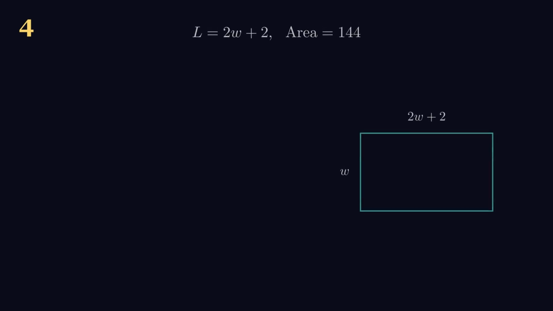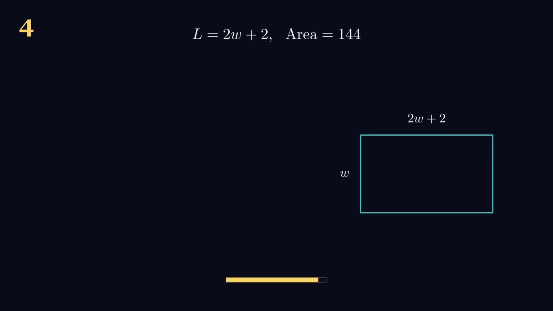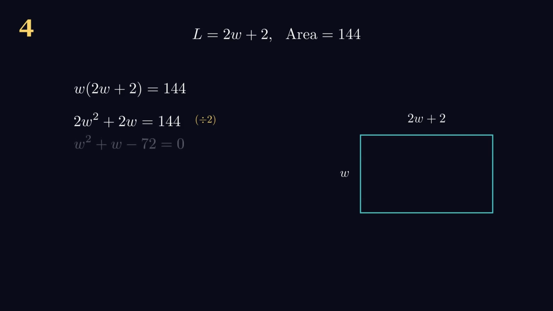Number 4. A garden's length is 2 more than twice its width, and its area is 144. Find the width. Width W. Length 2W plus 2. Area. W times the quantity 2W plus 2 equals 144. 2W squared plus 2W equals 144. Every term's even, so divide by 2. W squared plus W equals 72.